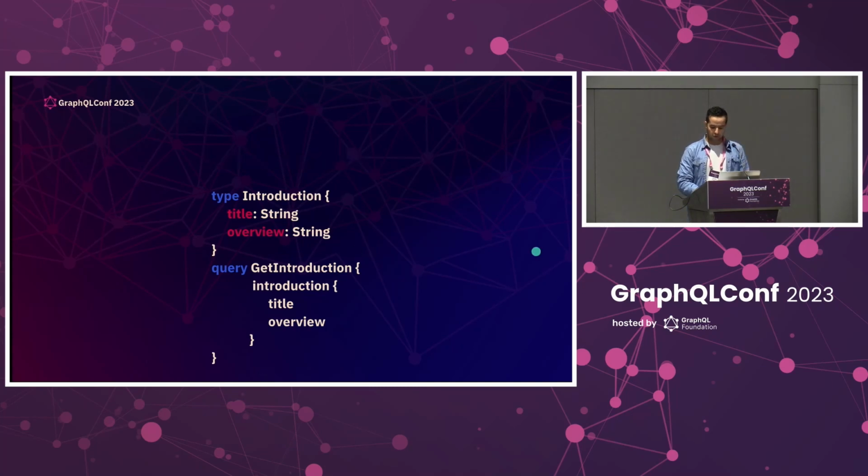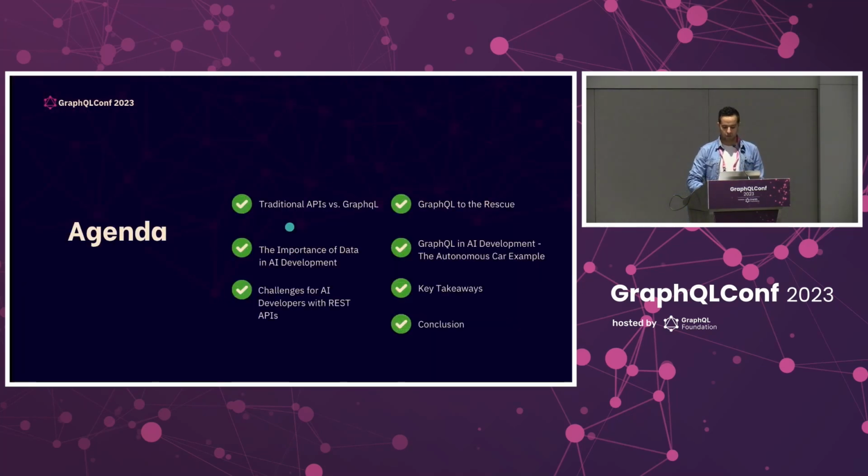I will be going through this agenda today, talking about traditional APIs versus GraphQL, the importance of data in AI development, the challenges for AI developers with REST APIs, GraphQL to the rescue, where GraphQL was solving a lot of challenges that we encountered when we were using the REST APIs. Then we'll be talking about GraphQL in AI development, giving an example of autonomous car development. Then we'll have a summary of takeaways and conclusion after that.